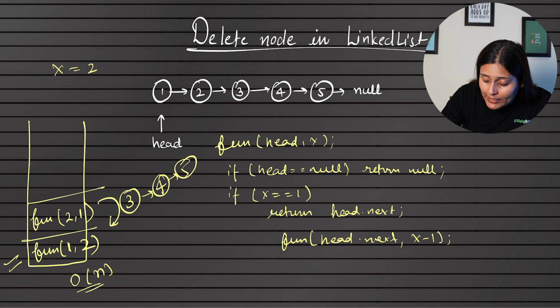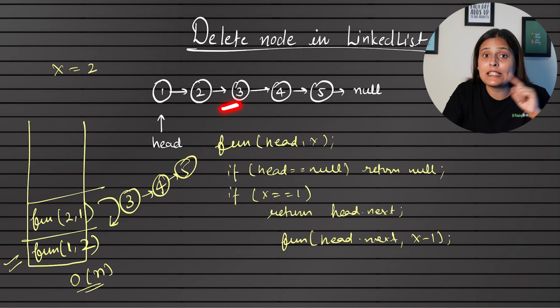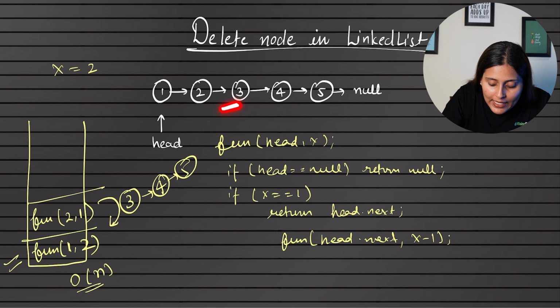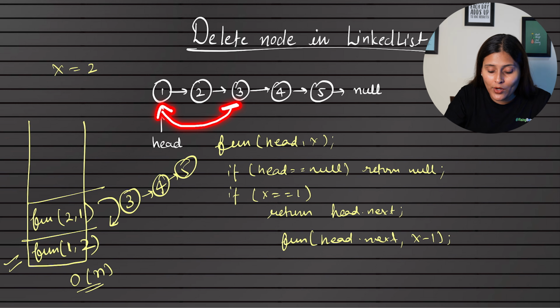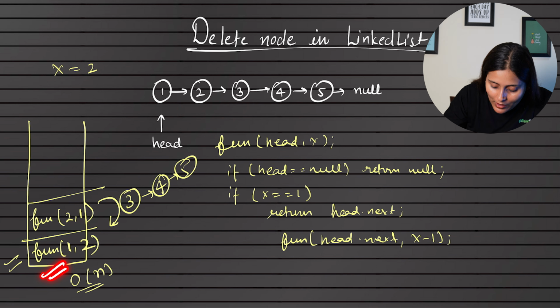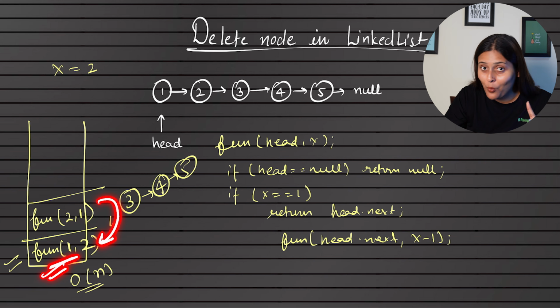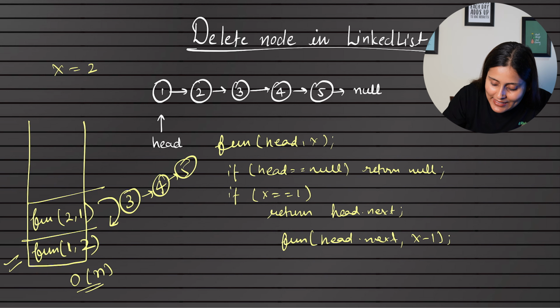Okay. So now 3 will get returned. But where? 1 next. Correct? So what do you think? This 3, 4, 5, this 3 should get saved to what node? Can I say 1 or 1 dot next? 1 dot next. So basically at this call, because you are returning, what was head? 1. Correct? So basically this call will get saved in head dot next.